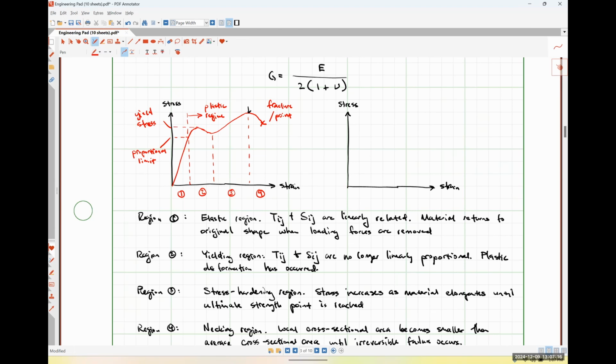So effectively, we have linear proportionality until it starts to round off, and then we hit our yield stress, and then it breaks. So I'm just going to put the Si stress-strain curve here, okay?